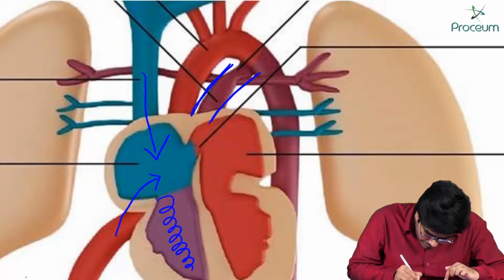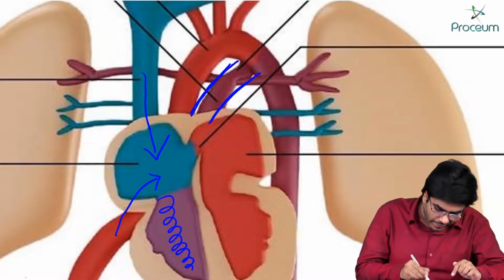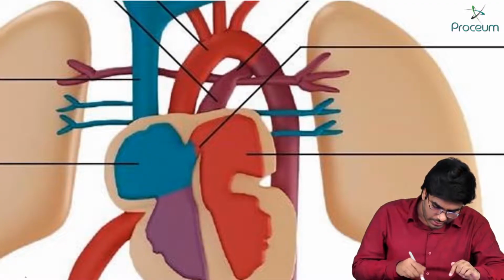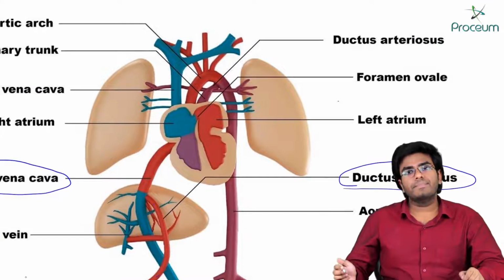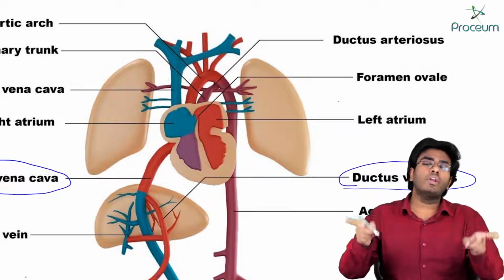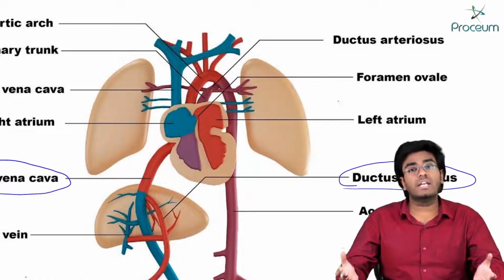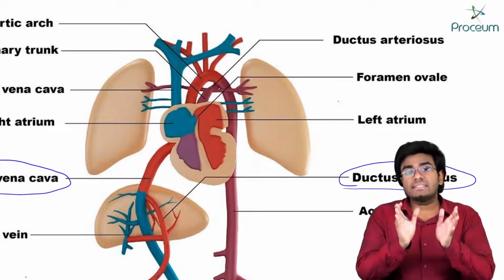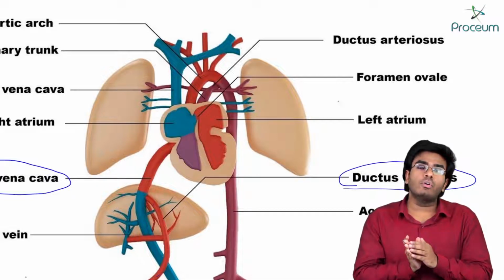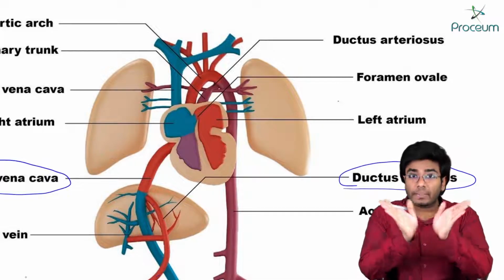Now this mixed blood is going into the pulmonary trunk. Okay, well and good. So what? Guys, remember, if it is going into the pulmonary trunk, ultimately it has to go into the lungs, but the lungs are in a collapsed state. So there is high resistance for the blood flow into these vessels, the pulmonary arteries.